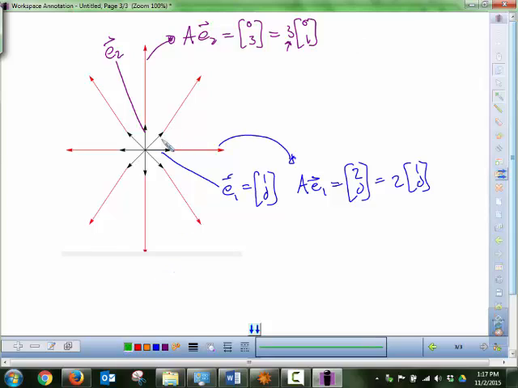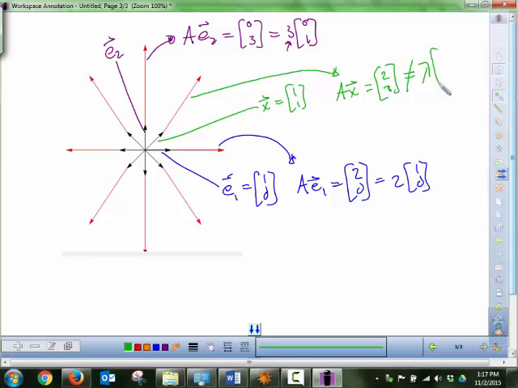And then our third example over here didn't work out. This is your x equals 1, 1. And this vector over here is your A times x. What was it again? 2, 3, which is not equal to some number times 1, 1. You can see here by the graph that this arrow slightly goes sideways.